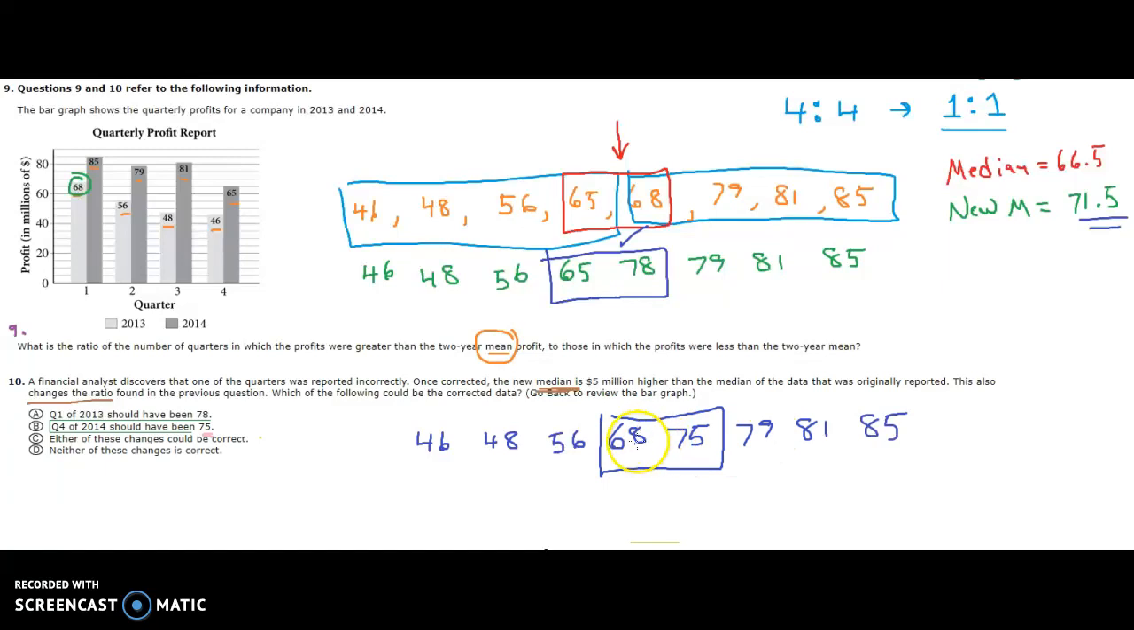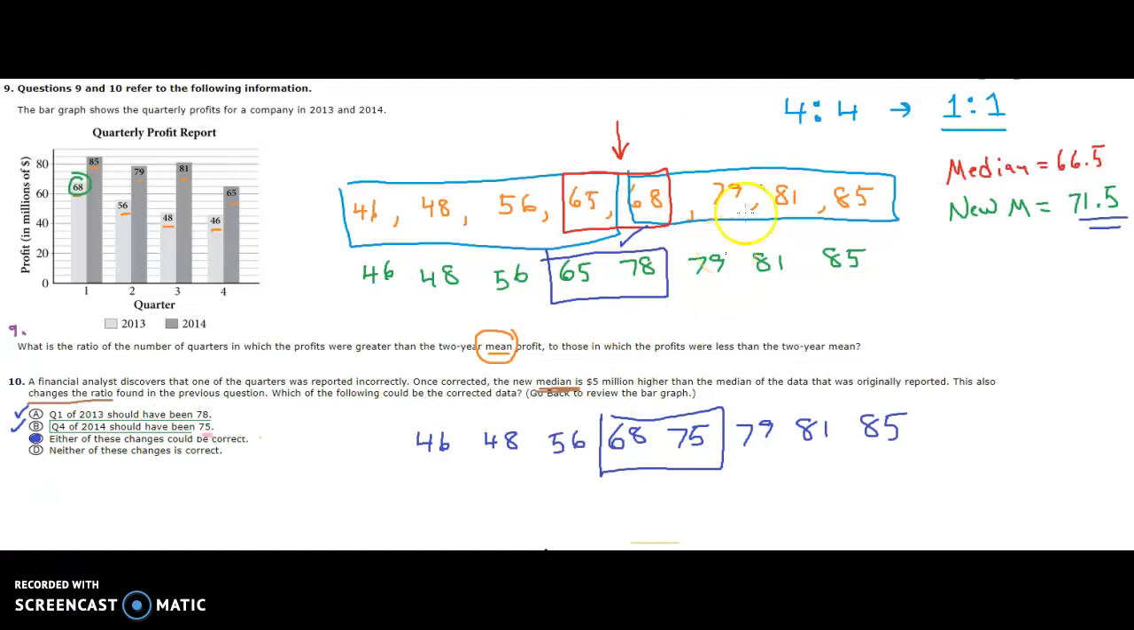And let's just check it, right? We can just use a calculator. 68 plus 75 divided by 2. Let me verify this. That is also going to give us 71.5. So both of these work, right? Quarter 1 gives us 78, which gives us the median of 71.5. So does this one. So it looks like our answer choice should be C, right? Either of those changes could be correct.